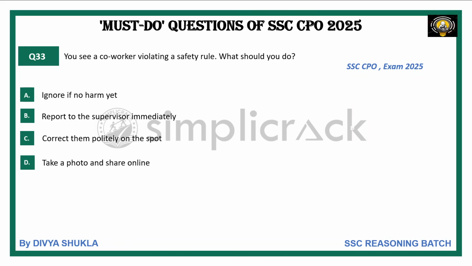You see a co-worker violating a safety rule. What should you do? Ignore if no harm yet. Report to the supervisor immediately. Yes, this is the correct one. Correct them politely on the spot. Take a photo and share online. Okay, so all of these are wrong. You have to report to the supervisor immediately because safety rules are very important and no one should violate this.